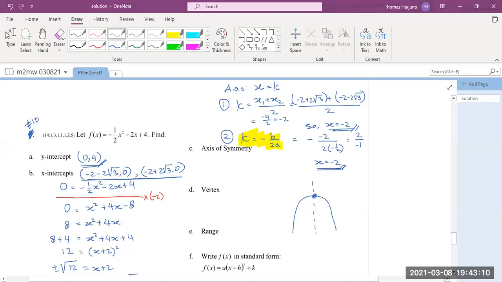Now, the vertex must be on the parabola and must be on the axis of symmetry, right? So the x must be negative 2, right? But it also has to be on the parabola. Now, the fact that it is on the parabola, you plug that into the function. Okay, that's how we get the y. So this is negative 1/2 times 4 plus 4 plus 4. That's negative 2 plus 4 plus 4, that's 6. So the vertex is negative 2, 6.